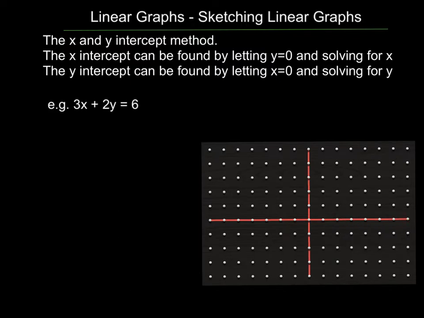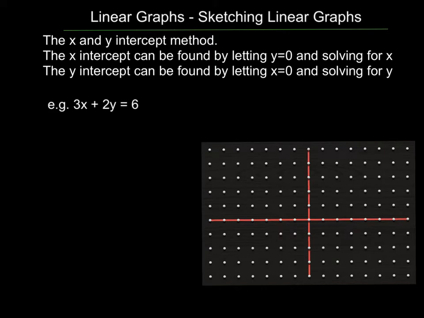The same can be said for the y-axis. Anywhere along here, I haven't moved sideways in the x direction, so anywhere along here, x is 0. So y equals 0 gives me the x-intercept, x equals 0 gives me the y-intercept. So let's work those out.